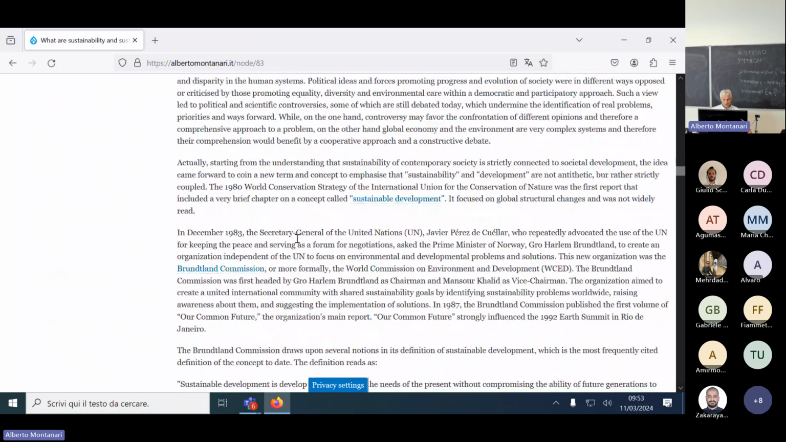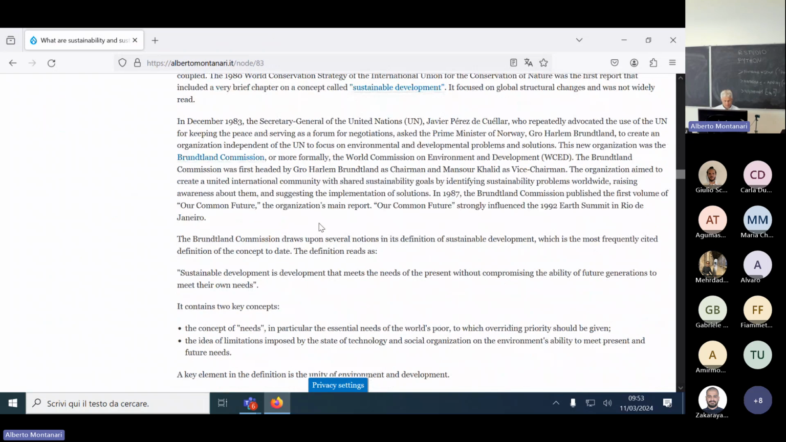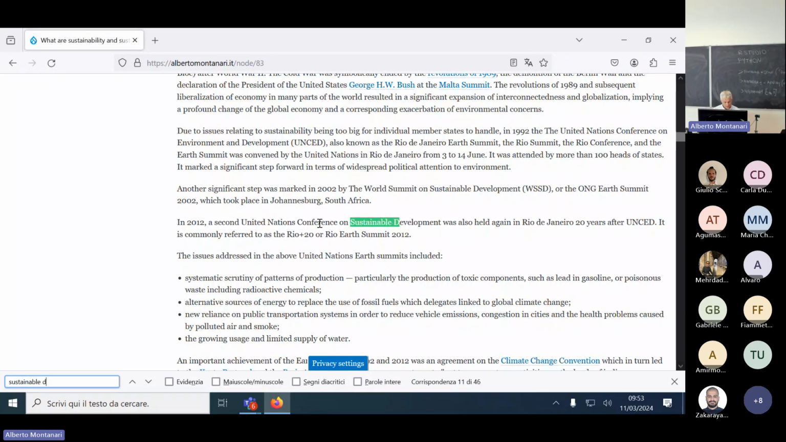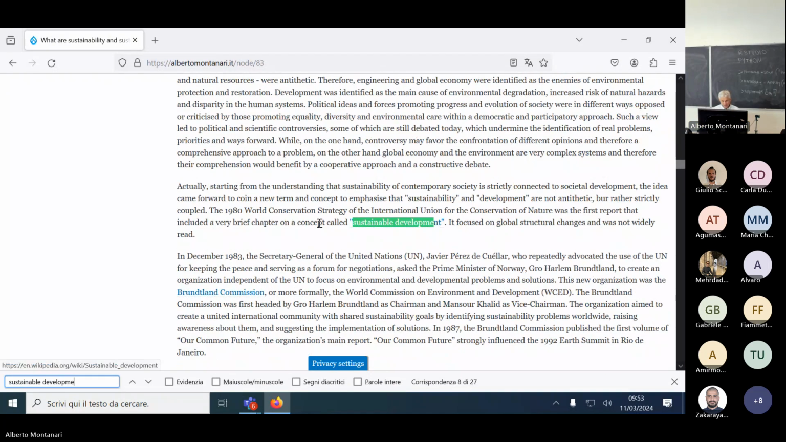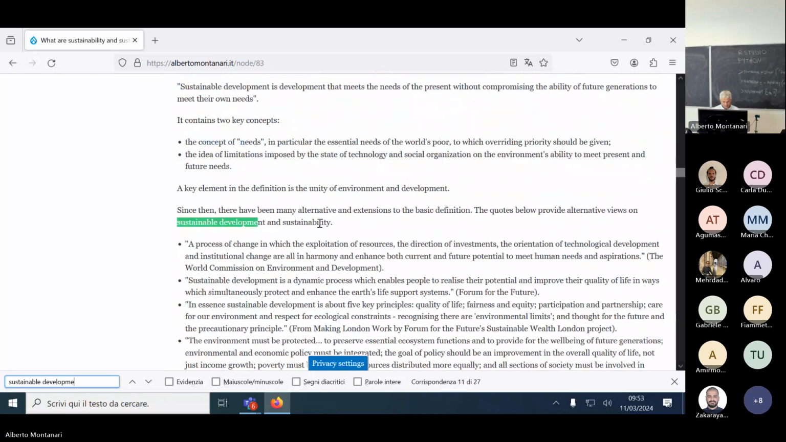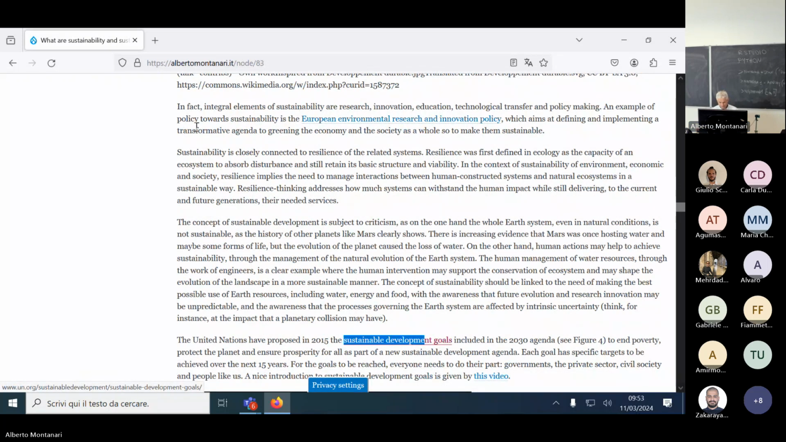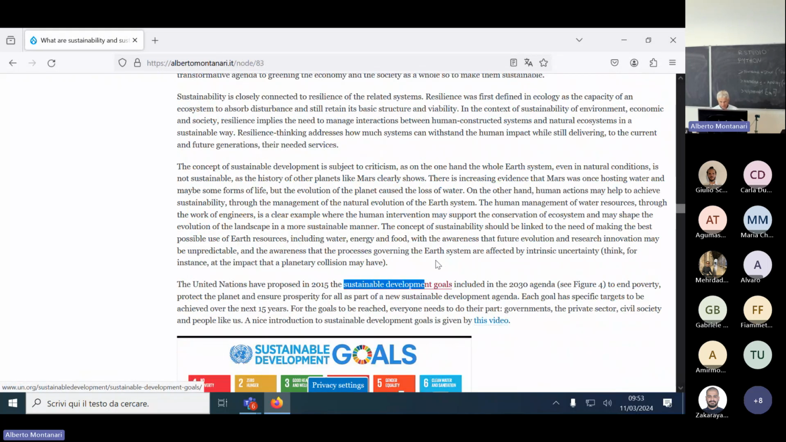Sustainable Development Goals, which I think you already know. Just one second, I will get it. Ah, here they are. Okay, here they are.